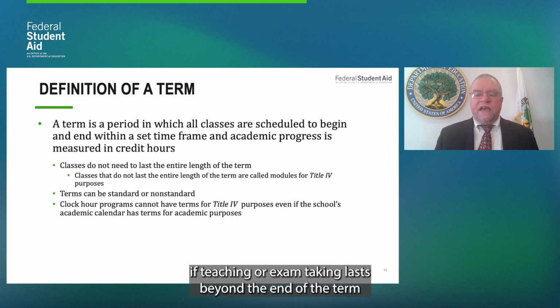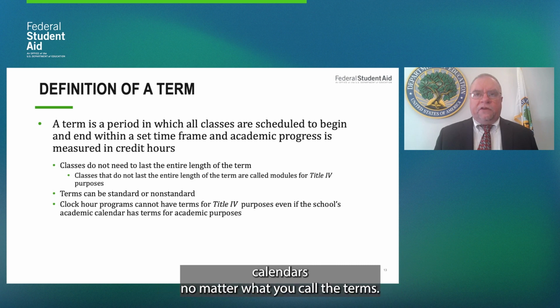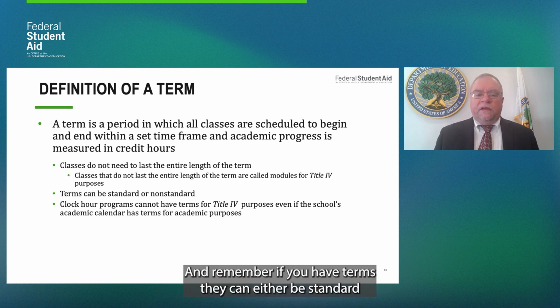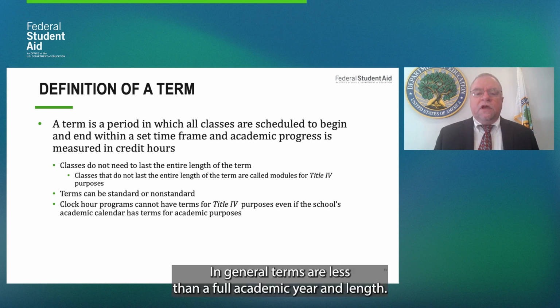If teaching or exam taking lasts beyond the end of the term and it overlaps the start of the next term, you will then have to follow the rules for non-term calendars, no matter what you call the terms. And remember, if you have terms, they can either be standard or non-standard, and we will discuss that shortly. In general, terms are less than a full academic year in length.